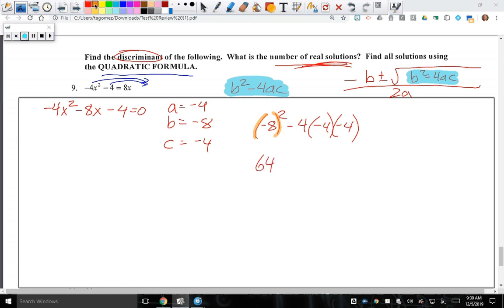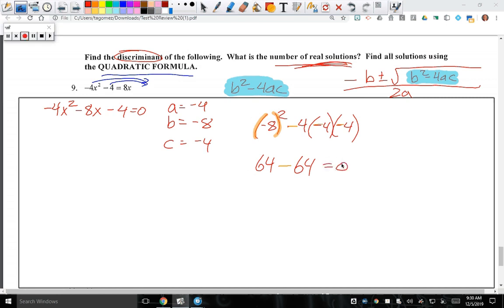And these three negatives over here will multiply to stay negative. And all it is, is 4 times 4 times 4. So negative 4 times a negative 4 times another negative 4 is a negative 64. Okay? So 64 minus 64, we get 0.